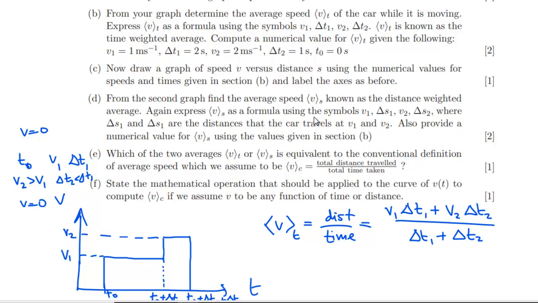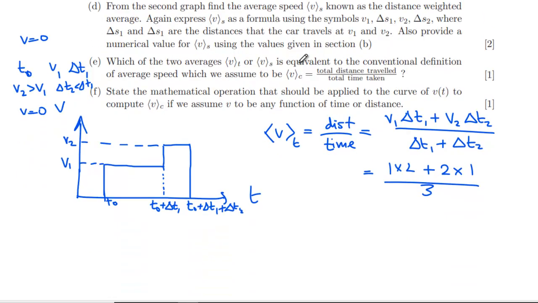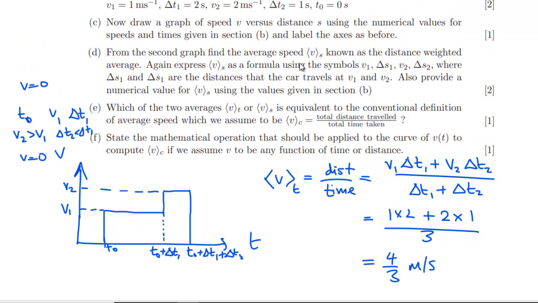Okay, compute the numerical value given those. Right, so we've got V1 is 1, delta T1 is 2, plus 2 times 1, over, was it 3 in total? So we've got 2 plus 2 over 3, which is 4 over 3 meters per second. Right, that's good. Which part of that have we done?